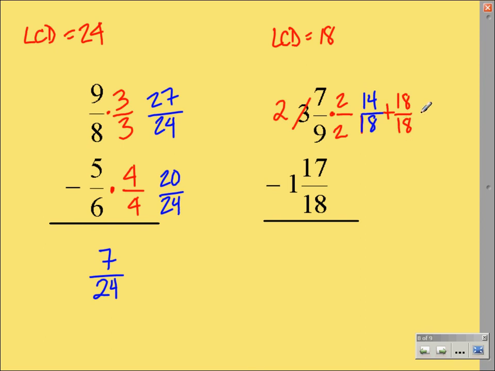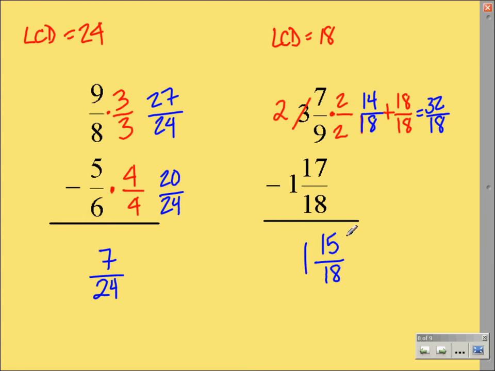When I add 18 over 18, this will change this now to have 18 in the denominator, and in the numerator I'm going to have 32. So now I could go ahead and subtract 32 take away 17. When I do that, I get 15 in my numerator. My denominator stays the same. I go back to the whole numbers, 2 minus 1, which will give me 1.